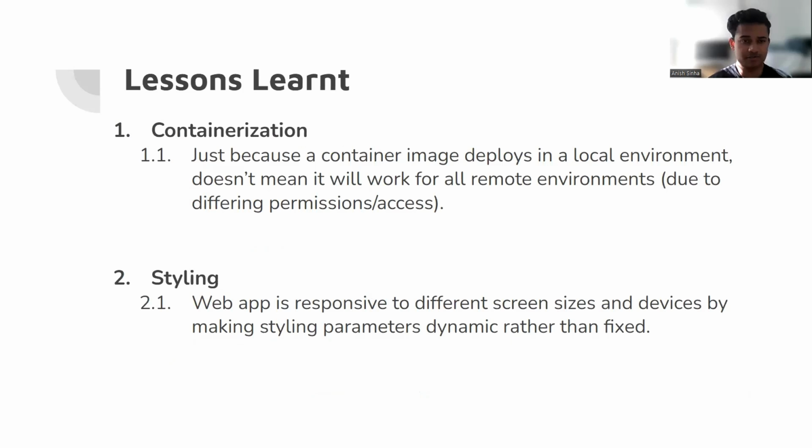So some lessons learned in terms of containerization. As mentioned, first of all, the container image worked locally initially, but it didn't work on the OpenShift project. And this shows that just because the image deploys locally doesn't mean you can be guaranteed that it's going to work for all remote environments, because different environments have different permissions and access settings. You kind of have to navigate through that. In terms of the delay in getting MOC resources, we also learned to expect delays and work with that and do other work rather than being blocked by it.